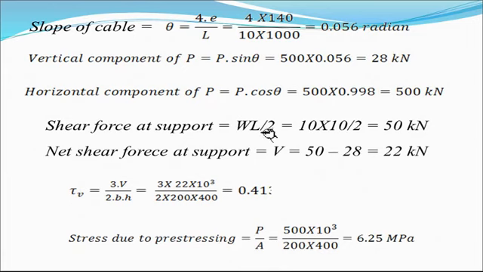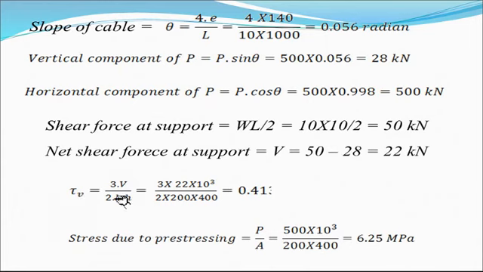Now shear force at the support is equal to WL by 2. W is 10, L is 10, divided by 2, so 50 kN is the shear force at the support. Net shear force at the support: shear force is 50, and due to the pre-stressing force there is the vertical component of 28 at the support, so 50 minus 28 is 22 kN. Now the net shear force is reduced.